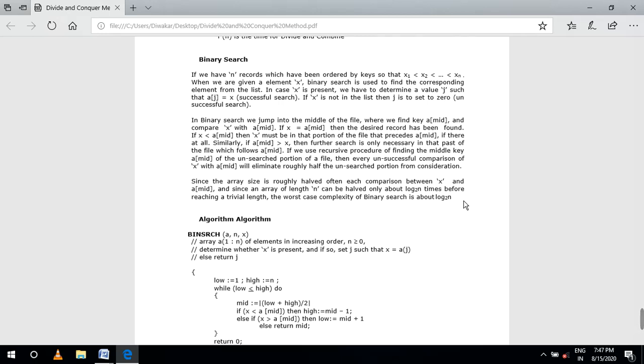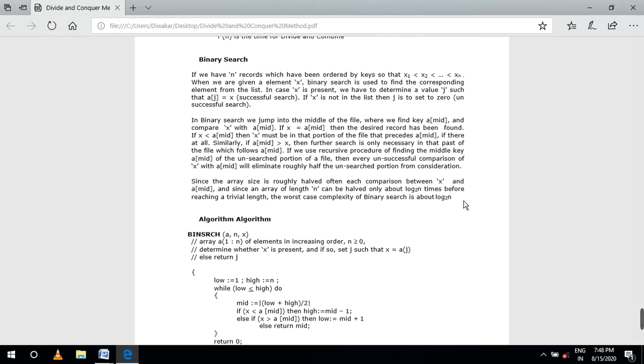So you have to find out which element. If the element is found at a particular location, it is a successful search. Otherwise, if it is not in the list, it is an unsuccessful search. That is the way you declare successful and unsuccessful search.